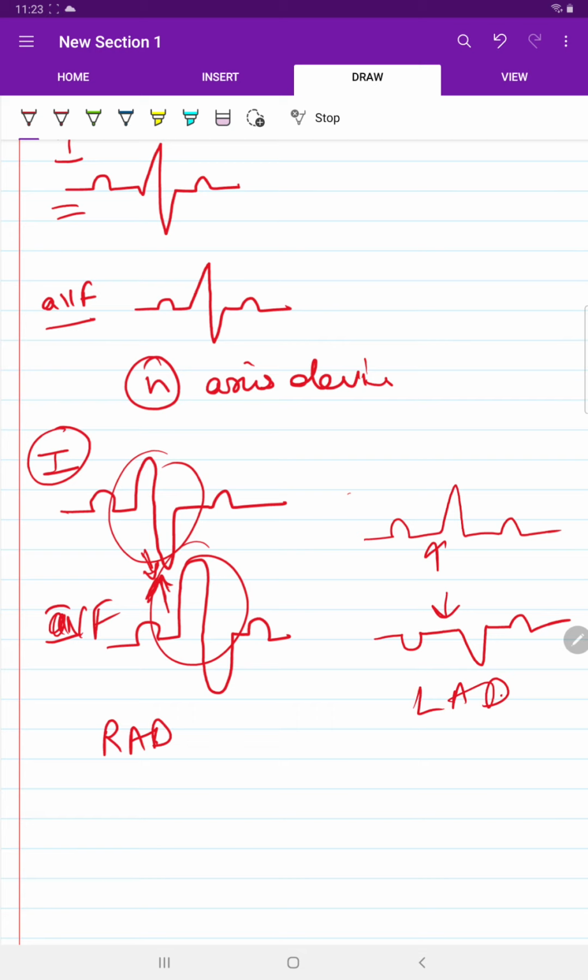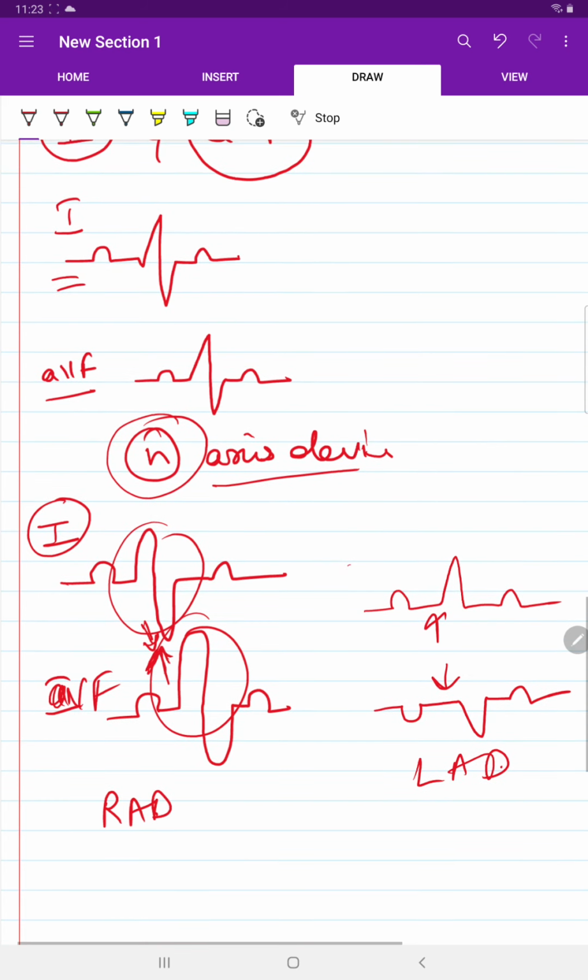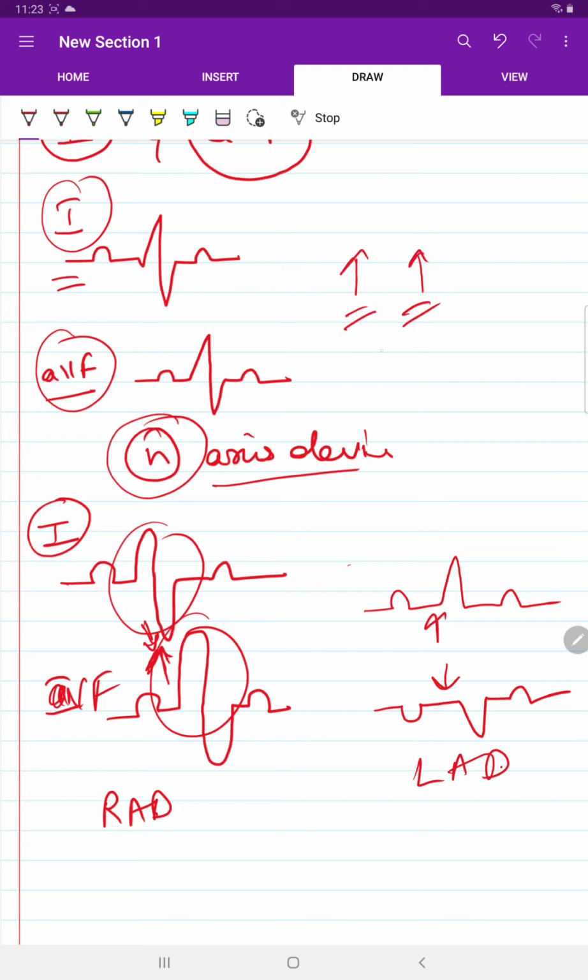This is the easiest way to explain it. Axis deviation is very simple. See the direction of lead 1 and lead AVF. If they are on the same side, their vectors are on the same side, or they are leaving each other. If they are leaving each other, we can say left axis deviation. If they are on the same side, there is normal axis. If they are pointing to each other, there is right axis deviation.